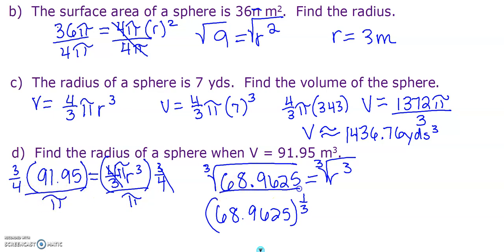So in my decimal form, I might leave it like that. So I have pi in there too. And then raise that value to the cube root. And we're going to get a radius of approximately, if I round it to the nearest hundredth, I'm going to end up with 2.8. And this will be meters.